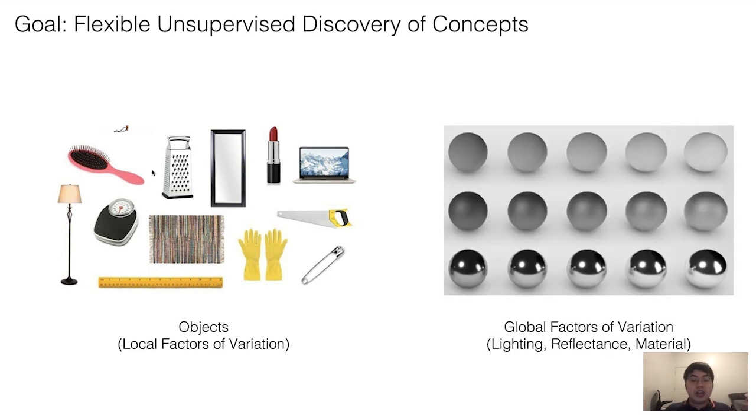On the other hand, a room also contains different global factors of variation. For example, the underlying lighting, reflectance, or material of the overall room. In this paper, we are interested in discovering in an unsupervised manner both the underlying objects in the room as well as the underlying global factors of variation.